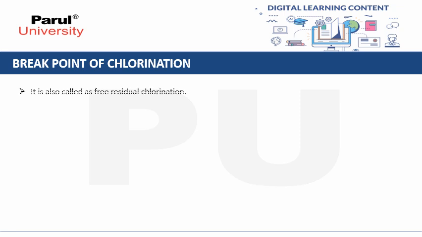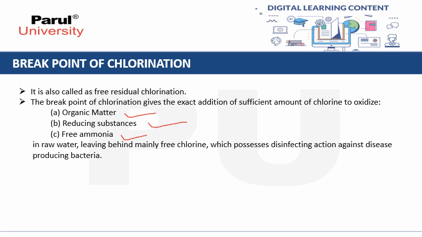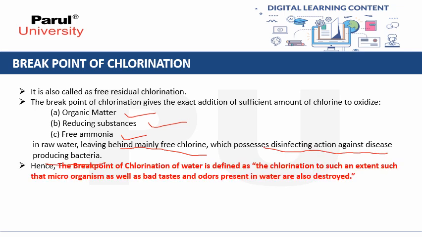The break point of chlorination. It is also called free residual chlorination. The breakpoint of chlorination gives the exact addition of sufficient amount of chlorine to oxidize the organic matter, reduce the substance, and remove the free ammonia in raw water, leaving behind mainly free chlorine, which possesses disinfecting action against the disease producing bacteria. Hence, the breakpoint of chlorination of water is defined as the chlorination to such an extent that the microorganisms as well as the bad taste and odor present in the water are removed.